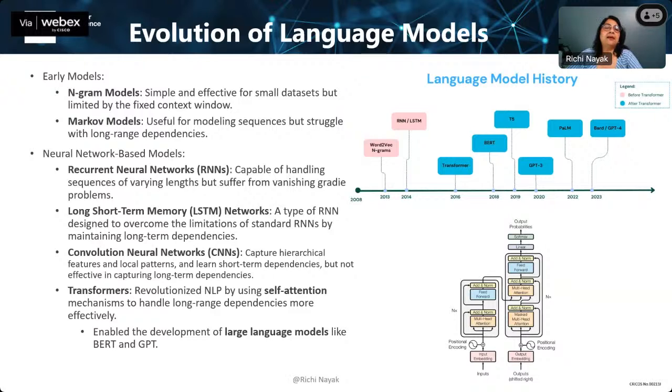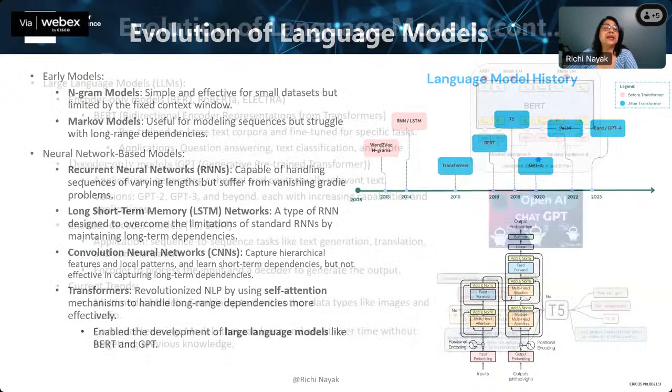Then the deep learning era came in, and we got much better language models: RNNs, LSTMs, CNNs, and then came the transformer. It really changed the world with the self-attention mechanism, and it became the building block for LLMs. Then all the language models like BERT, GPT-3, PaLM, and BART started appearing.